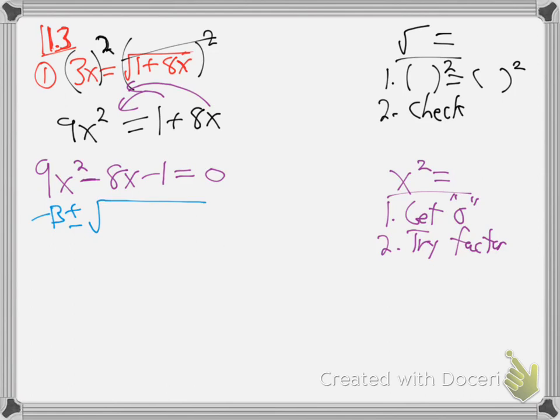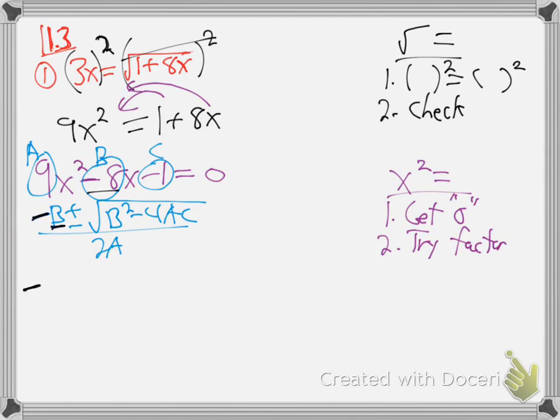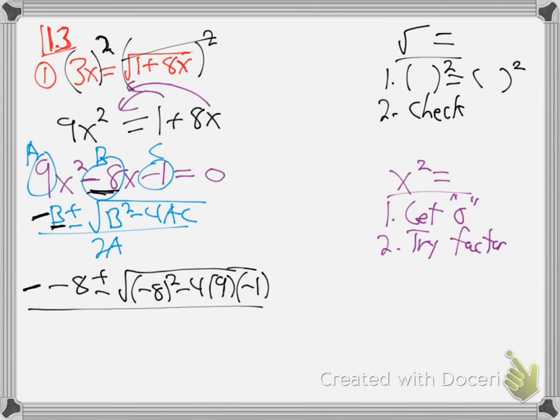Negative b plus or minus the square root of b squared minus 4ac all over 2a. So a is 9, b is minus 8, c is minus 1. Okay, so negative b. Now careful here, it's negative b, and b is also negative 8, so it's negative 8. It's going to end up being positive, right? B squared minus 4 times a times c all over 2a.